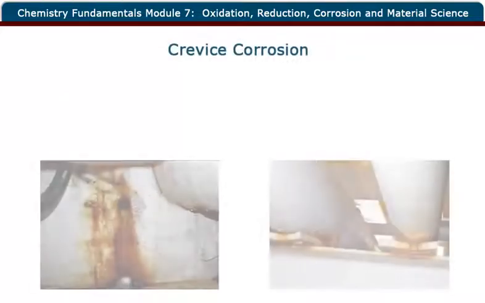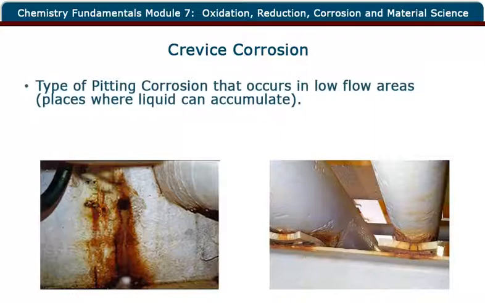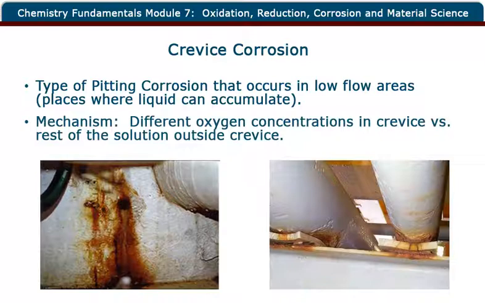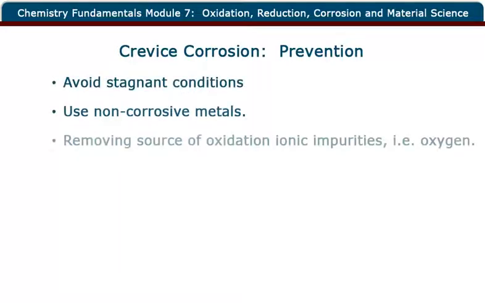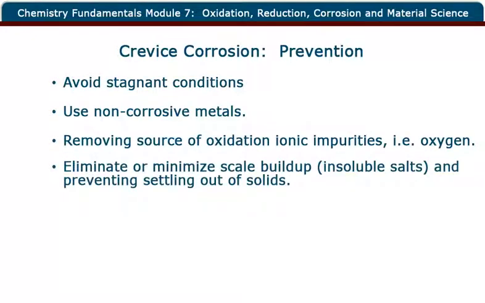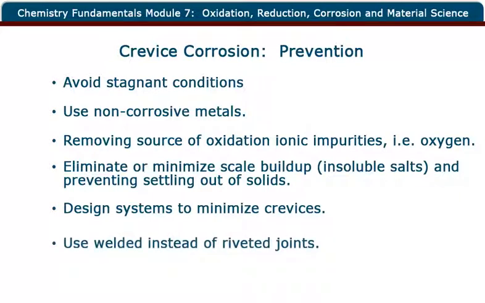Another type of corrosion is called crevice corrosion. This is a type of pitting corrosion that occurs, as the name implies, in low-flow areas or crevices, where liquid can accumulate. The mechanism that causes crevice corrosion is different oxygen concentrations in the solution inside the crevice than in the solution outside the crevice. Crevice corrosion may be prevented by the same preventive measures as with pitting corrosion, with the addition of designing systems to minimize crevices, and using welded instead of riveted joints.